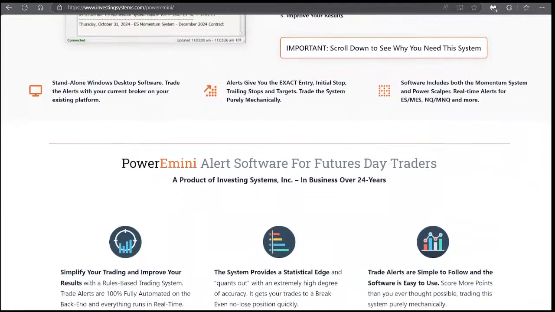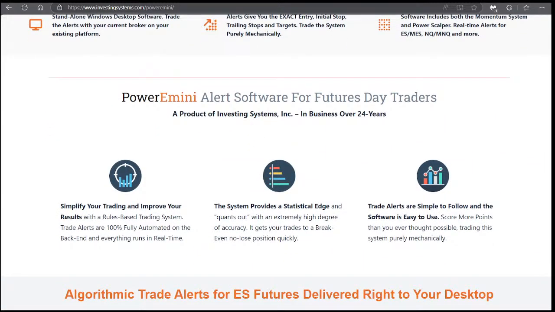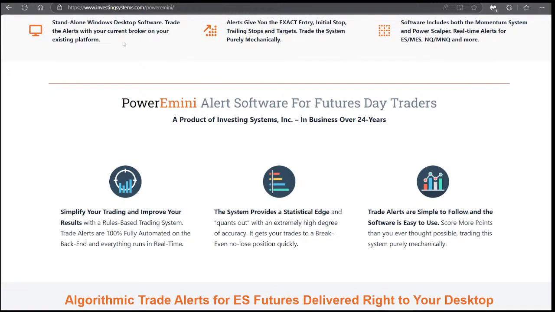And I'll tell you why. I mean, there's quite a few reasons, but let me just go through a few of these things here. So as I mentioned, we'll start up here. It's a standalone Windows program, so you don't have to install an indicator or trade with any specific broker or have any kind of specific platform. Whatever you're using right now to trade futures, all you need to do is follow along with the alerts in the software. Something else that makes this extremely unique is that you get exact specific levels for the entry, the initial stop, the trailing stop, and the targets.